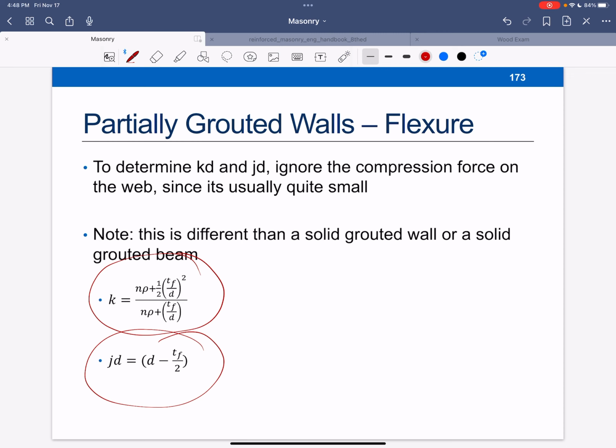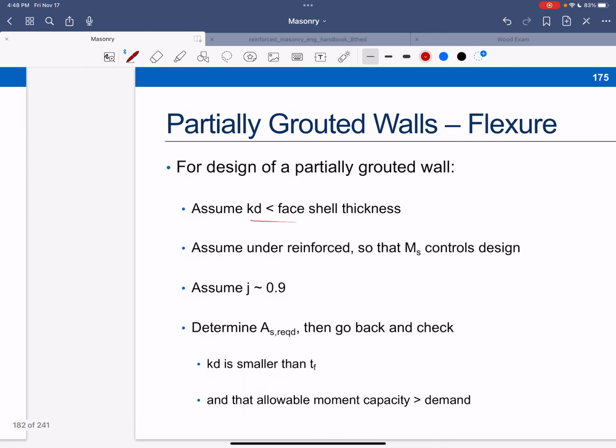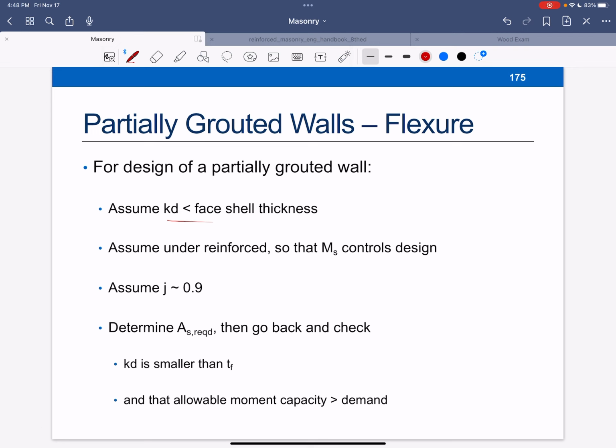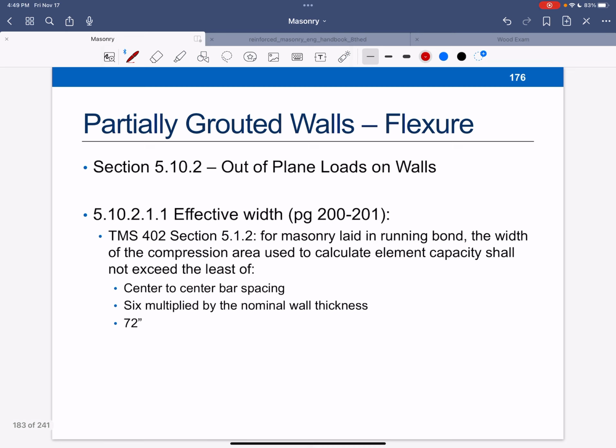I can find my k and jd. Compression forces are similar to the T-beam equations. If I want to start from scratch and I'm designing a wall, I'm going to assume that case where it's not a T-beam. So again, I'm going to do a quick example for design. We're going to assume it's not a T-beam, and then we have to check and make sure that kd is less than tf. If that's the case, we go ahead and our design works, assuming that I have enough moment capacity. So this is a pretty short, basic one.